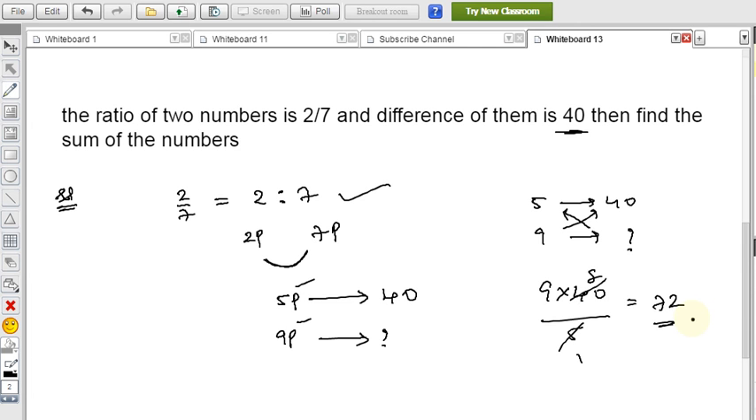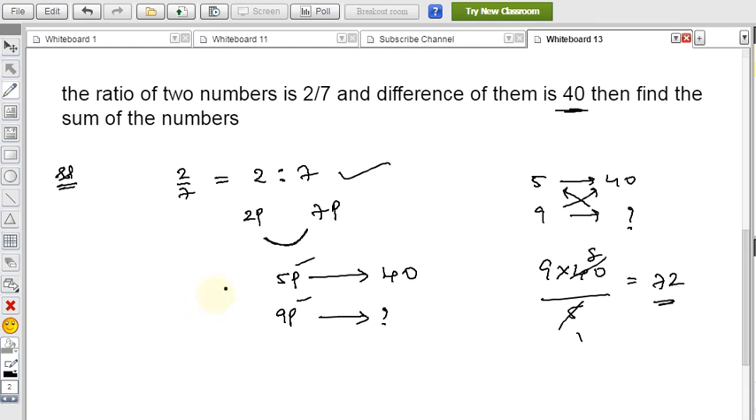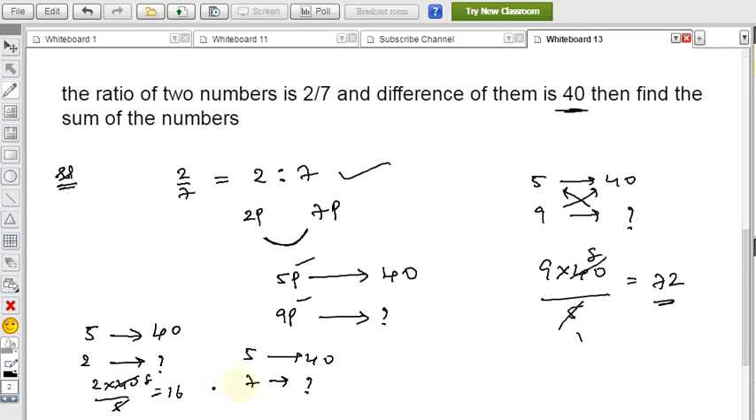For example, if they ask for a particular number separately, similarly, if 5 in the ratio is 40, then for 2 how much? For 5 points if it is 40, then for 7 points how much? So the separate values are 2 into 40 by 5, 16, and 7 into 40 by 5, 56. So 56 and 16, again 72 will come. We can change in this way.